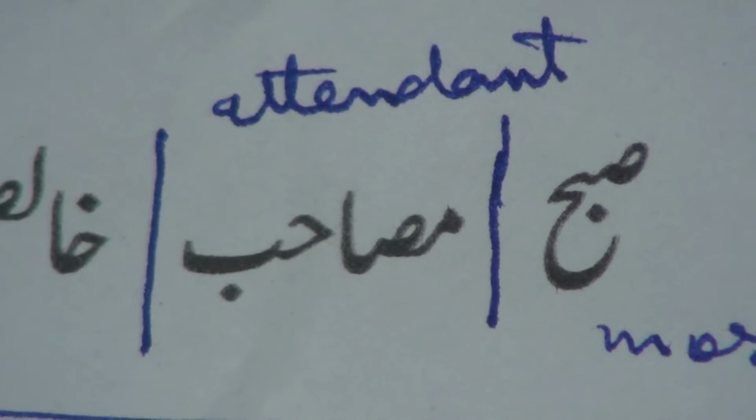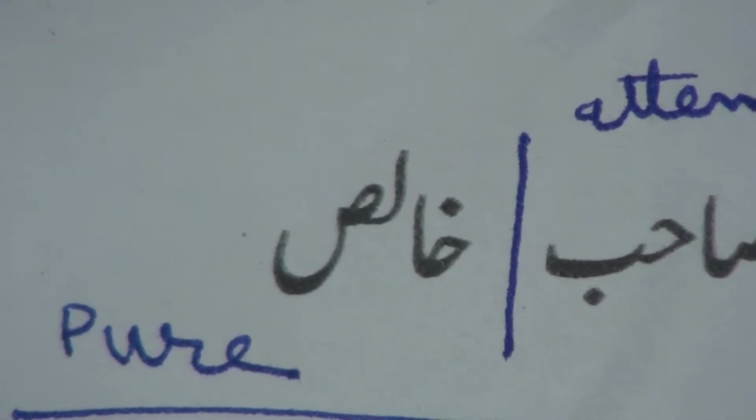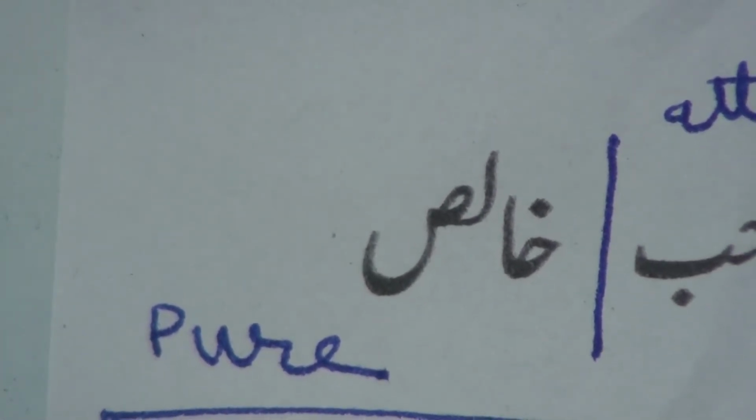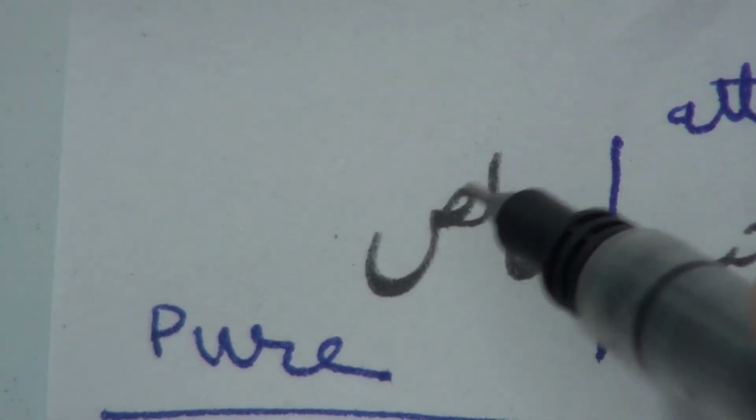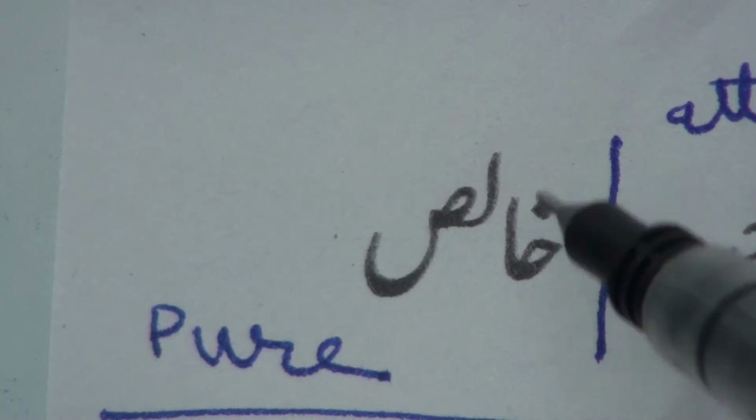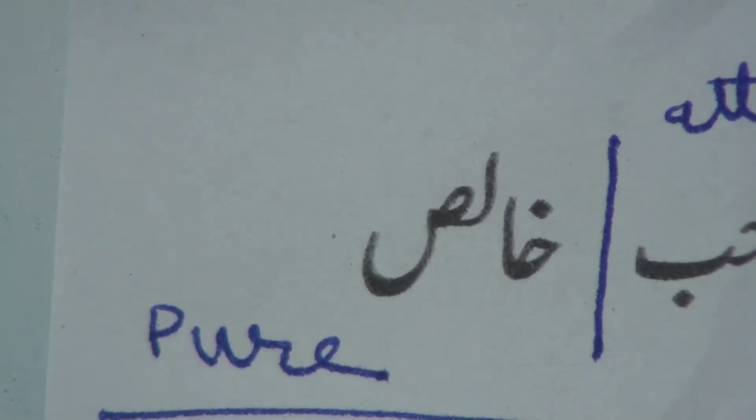And when Swarth is at the end of a letter, what is its shape? Its shape remains nearly the same. Here, this is Swarth. He, Alif, Kha, Lam, and Swarth, Khalis. There are four letters: He, Alif, Lam, and Swarth. Swarth is the final letter in this word. Khalis means pure.